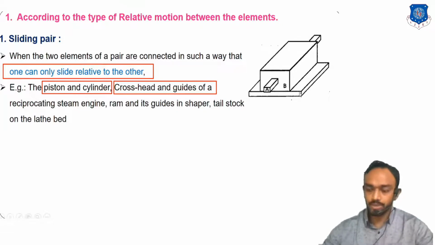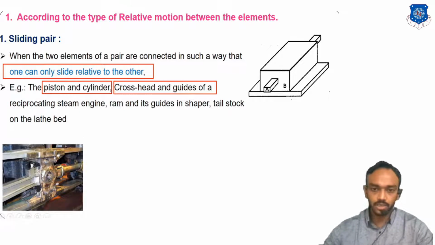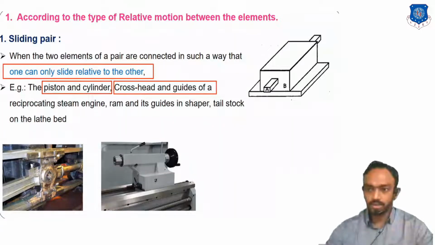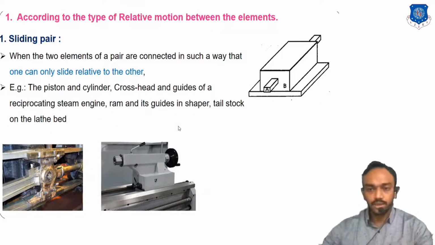You can see a square bar in a square hole, or the crosshead which is sliding along the guide, and there is a tail stroke on the left side. In all these examples you can see one element sliding with respect to the other. The tail stroke can slide along the guide, and the crosshead also slides when the reciprocation of the piston happens. So these are examples of a sliding pair.